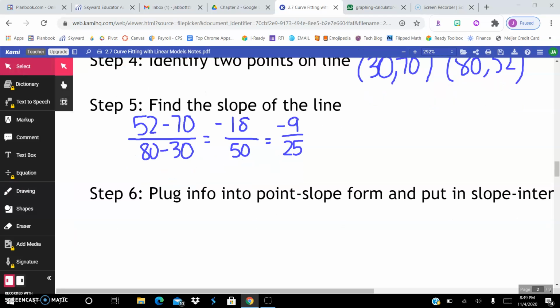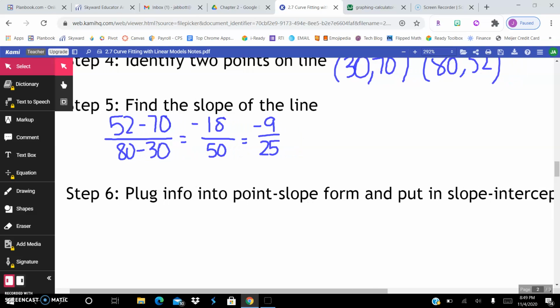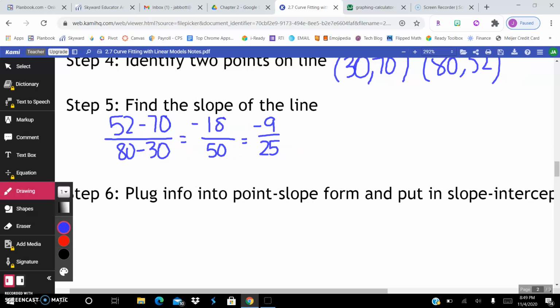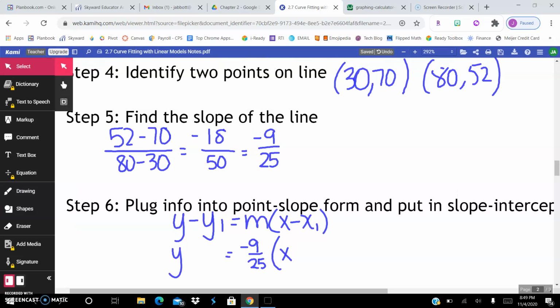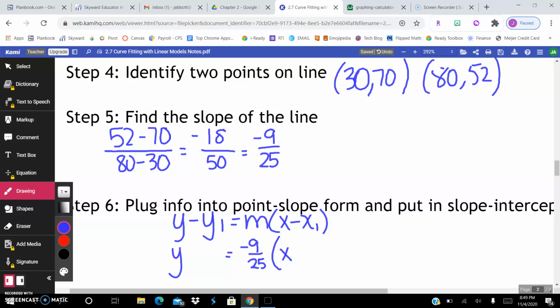Then for step 6, we are going to plug into point slope form and then use that to put it into slope intercept form. So our point slope form was y minus y1 equals m times the quantity of x minus x1. So we just figured out our slope was negative 9/25. And we're going to pick one of these 2 points. I'm going to pick (30, 70). So our x is 30, so I'm going to put that over here. And our y is 70, so that goes here.